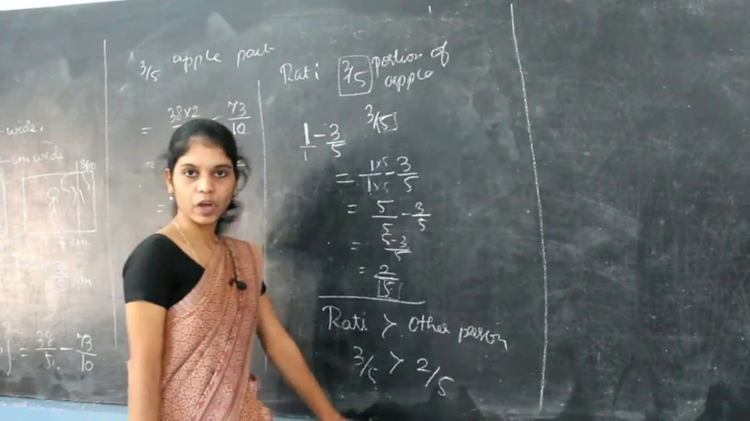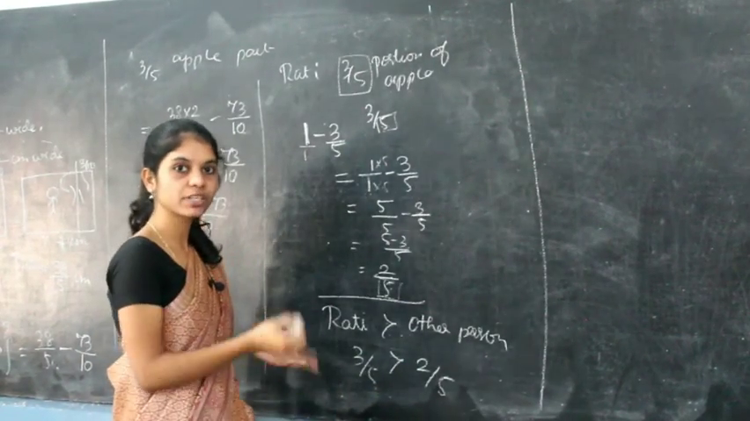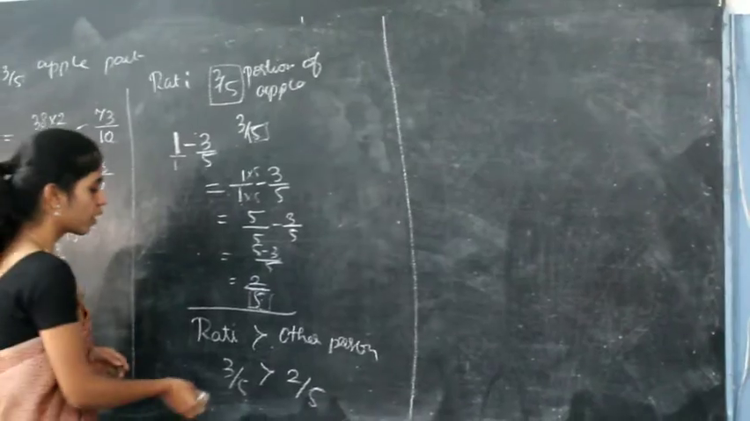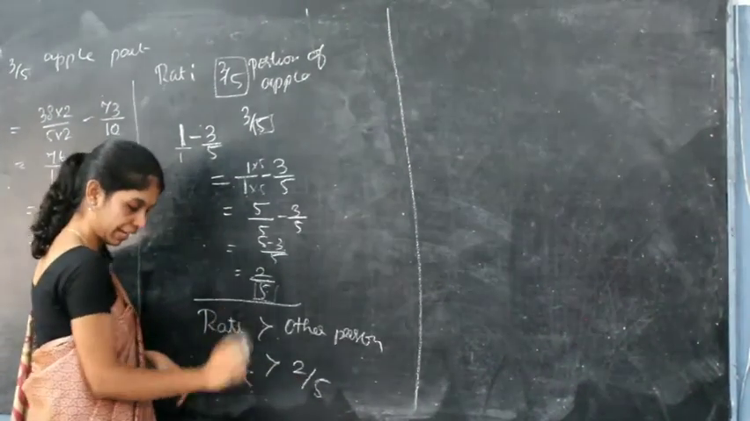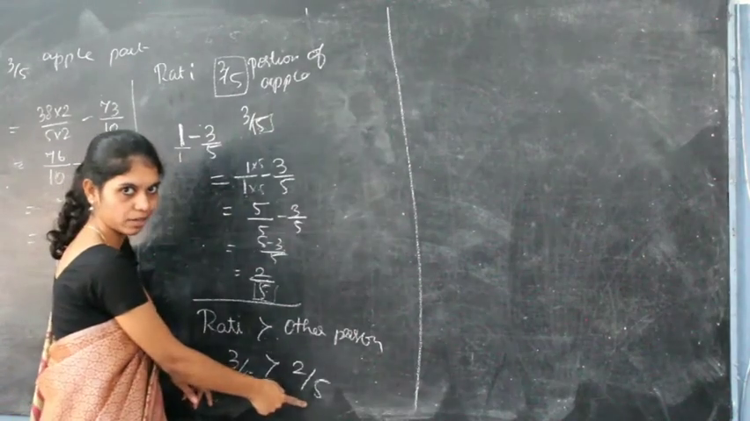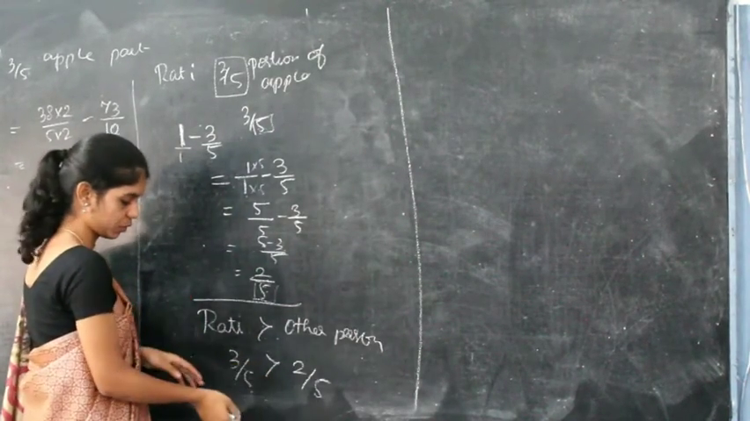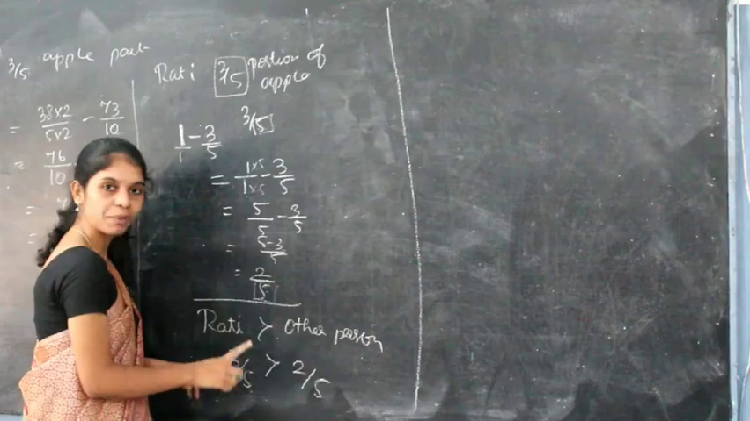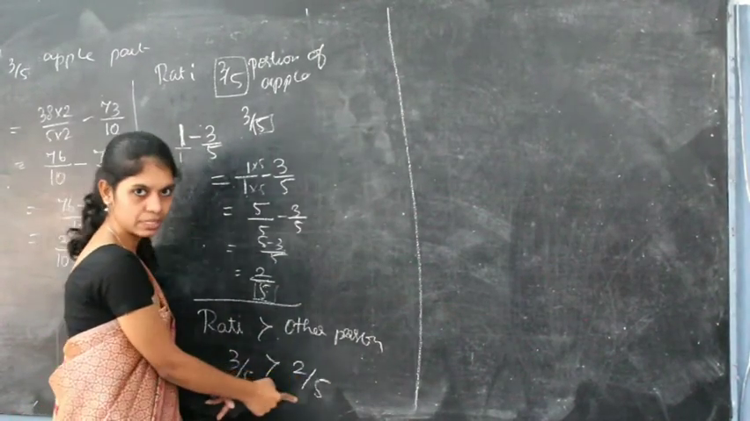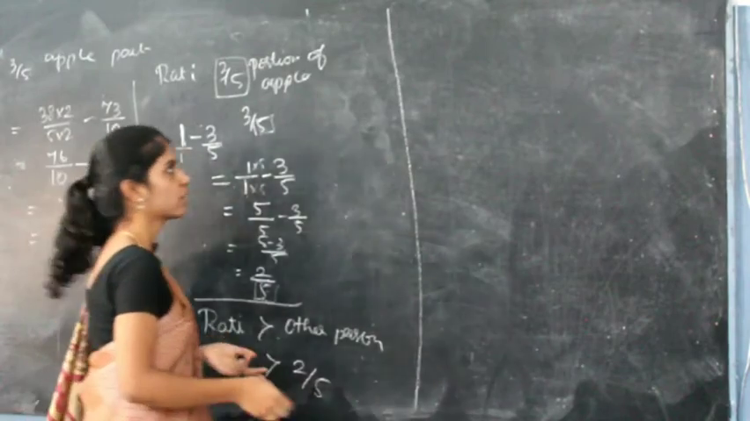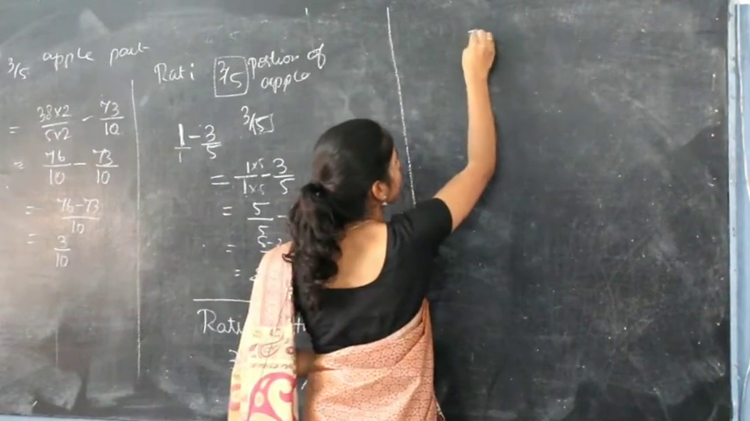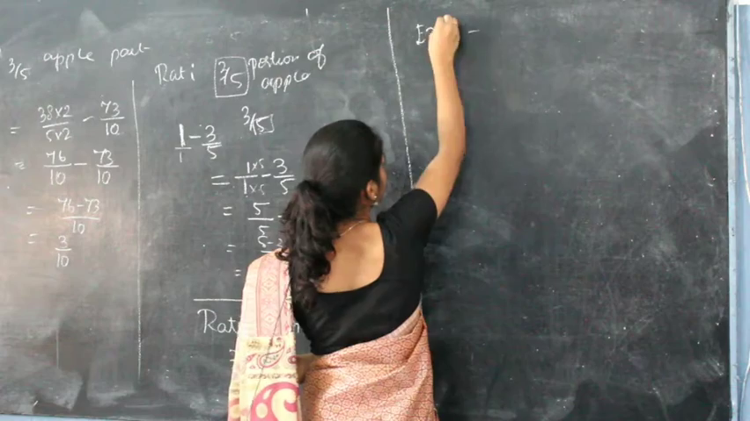So now we are going to see the difference, how much difference they ate. Okay, this person ate 3 by 5, the other person ate 2 by 5. That means this is greater and this is smaller. Now we have to find the difference, which means if you minus this from this, you will get the extra portion that Rati ate.